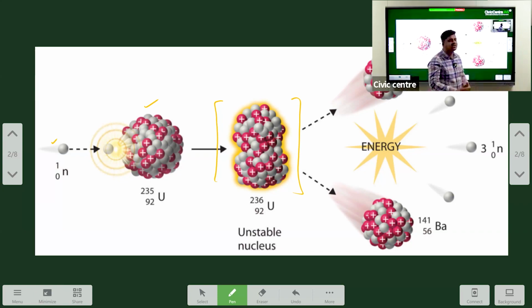Now, how does a chain reaction come into play from this? The extra neutrons which we are getting here are going to combine with other uranium atoms again, and this reaction is going to continue. So, this is how a chain reaction happens.